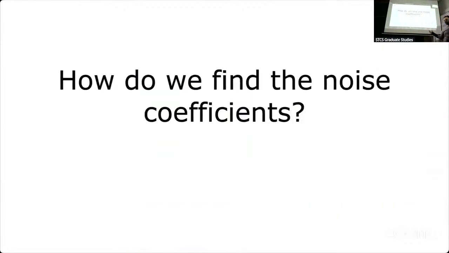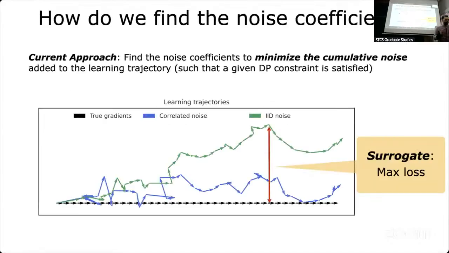So, of course, finding the right noise coefficients is the make or break component of this. And one approach, the most commonly used approach, is to come up with a surrogate based on the trajectories in parameter space. Suppose this black line is the non-noisy trajectory. How close uniformly is the noisy trajectory? So what's the maximum deviation at any point? This is one such surrogate metric which we will consider today. It's called the max loss.